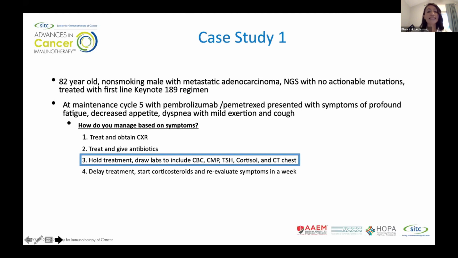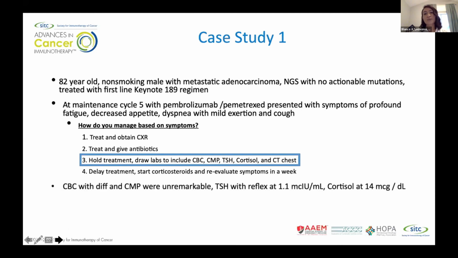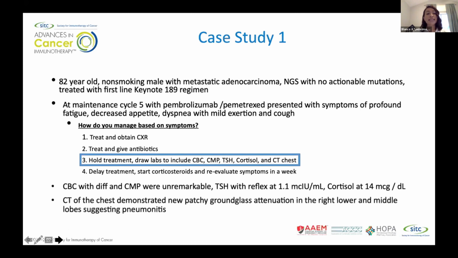We did do a CT of the chest, and here are the labs. The labs were essentially unremarkable. The CT of the chest demonstrated new patchy ground glass attenuation in the right lower lobe, suggesting pneumonitis. We treated this patient with corticosteroids. The patient clinically improved. We did cover the patient with a PPI for GI prophylaxis, and of course with PJP prophylaxis. Once the patient recovered to a grade 1, we tapered him over 6 weeks, and he's done pretty well and recovered beautifully from his pneumonitis.